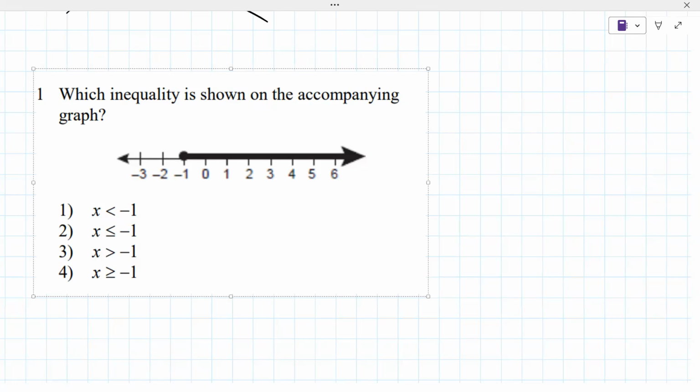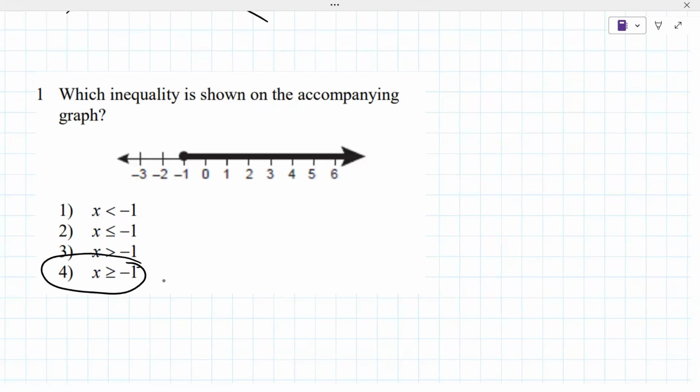It's number 2. No, wait. No, it's not. It's number 4. It is number 4, yeah. So the filled in circle always goes with these two. The open circle goes with these two. That's something to think about. Okay.